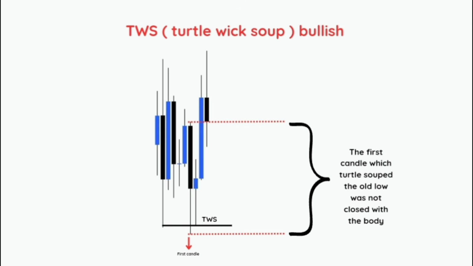And now this is an example of bullish TWS. Now look at the image carefully. The first candle, which manipulates our turtle soup, the old low, was not closed with a body and left with a wick, and this is called TWS, which means turtle wick soup.